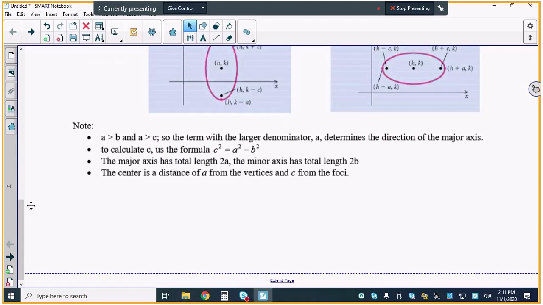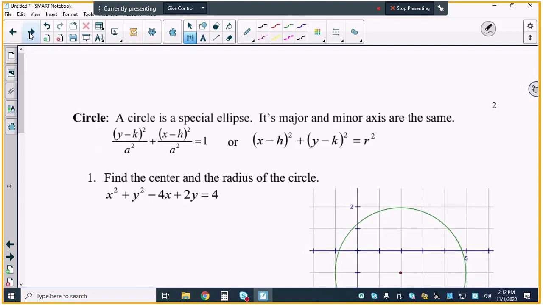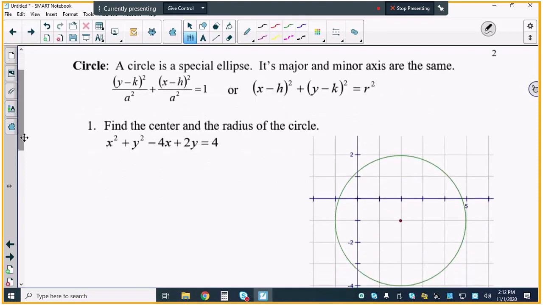Now, as we have seen during parabola, these things make way more sense if we actually work on problems. So we'll start working on problems. A circle is a special type of ellipse. Its major and minor axes are the same in length. So find the center and the radius of the circle. We did these problems previously. Let's try to work it out again.